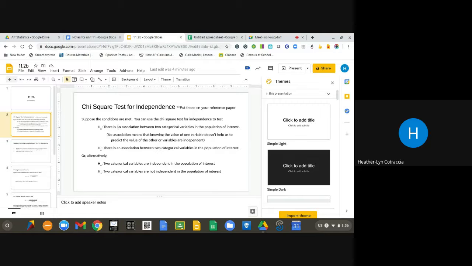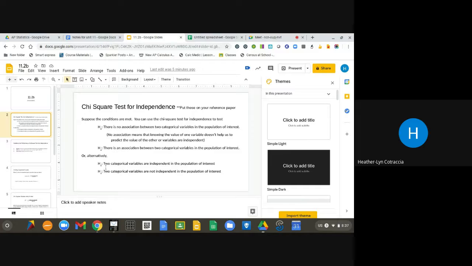But sometimes they're going to ask about association, and it's confusing because in the null, it's saying that there's no association. So by saying no association, that means that knowing the value of one variable doesn't help us to predict the value of the other one, or that they're independent. So that's why no association is the same thing as saying independence, but I think that that can be confusing. So I would definitely put these somewhere where you can reference it, because you definitely want to get your null and your alternative hypothesis correct. And then the alternative would be there is an association.